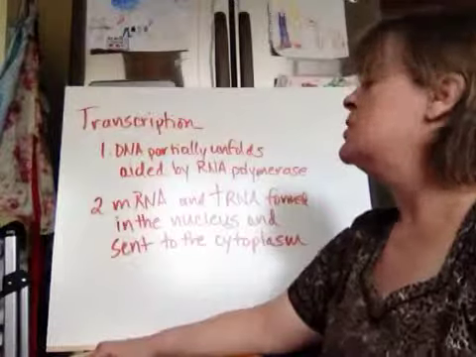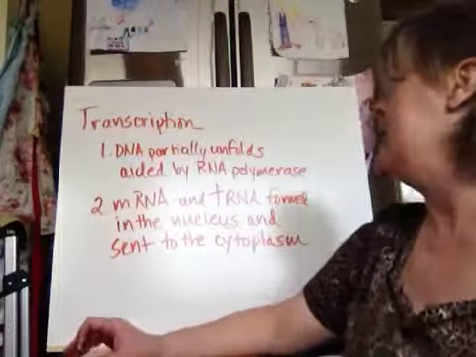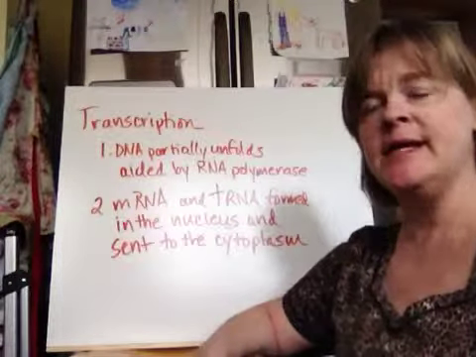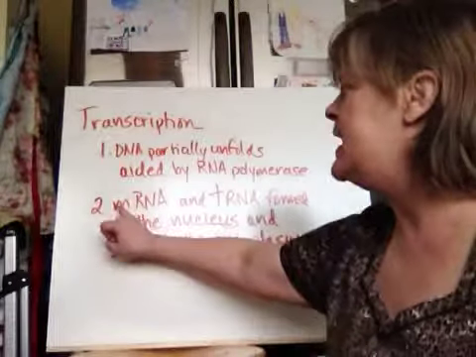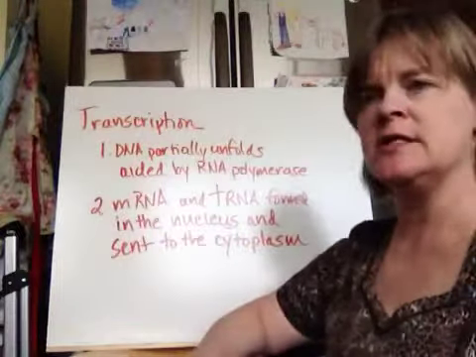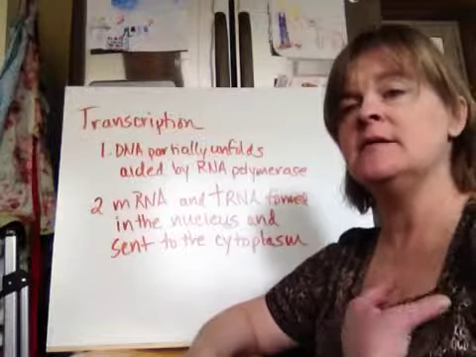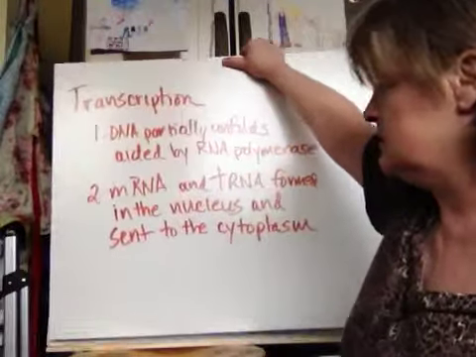Transcription happens when DNA partially unfolds, aided by RNA polymerase. Notice that -ase is an enzyme; RNA polymerase is an enzyme. Messenger RNA and transfer RNA are both formed in the nucleus, and they're sent into the cytoplasm where the protein is synthesized.